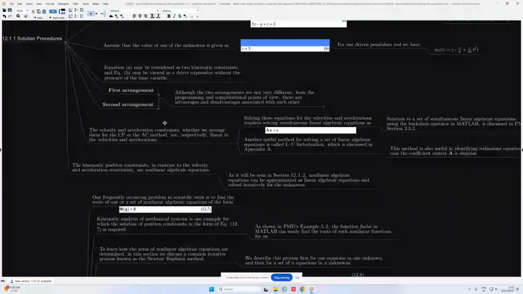Okay, so then the next point deals with the velocity and acceleration constraints. Whether we arrange them for the CP or the AC method, they are respectively linear in the velocities and accelerations. And solving these equations for the velocities and accelerations then requires solving simultaneous linear algebraic equations in this form over here, AX equal to C. And this is a solution to a set of simultaneous linear algebraic equations using the backslash operator in MATLAB.